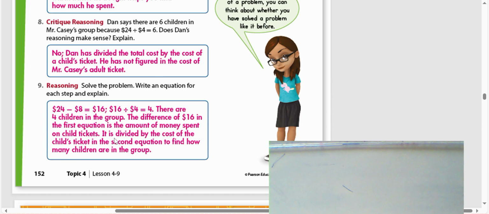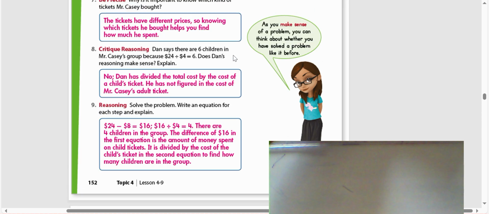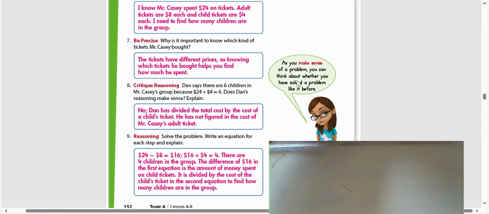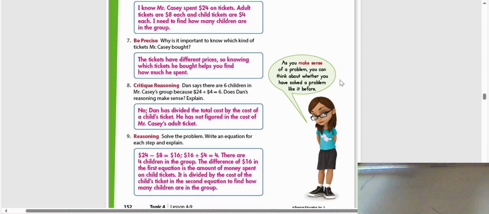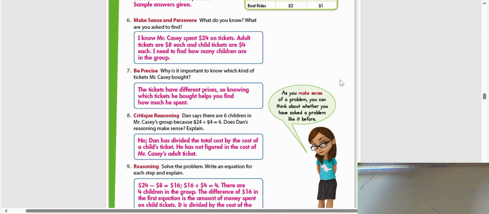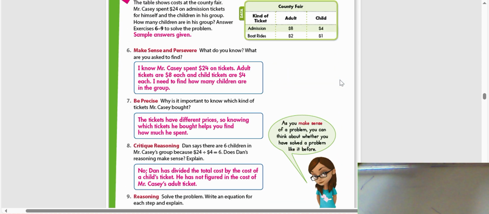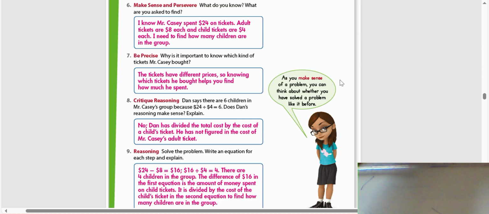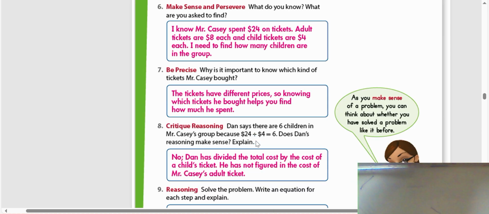Reasoning here: solve the problem, write an equation in each step to explain. First step, we can find the difference. Look at the table. I will solve the example from the table here. First step, we can find the difference, 24 minus 8. The result will be 16. 16 divided by 4 equals 4. There are 4 children in the group, okay?